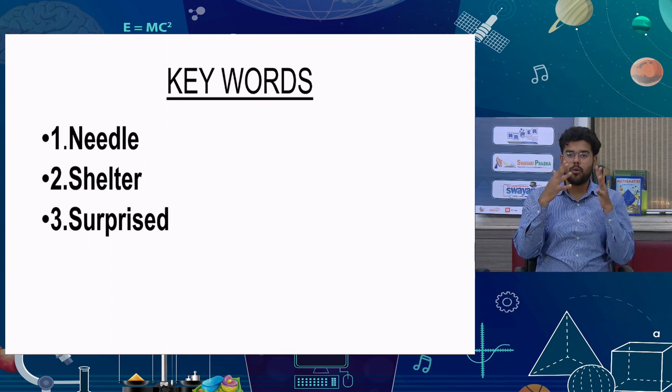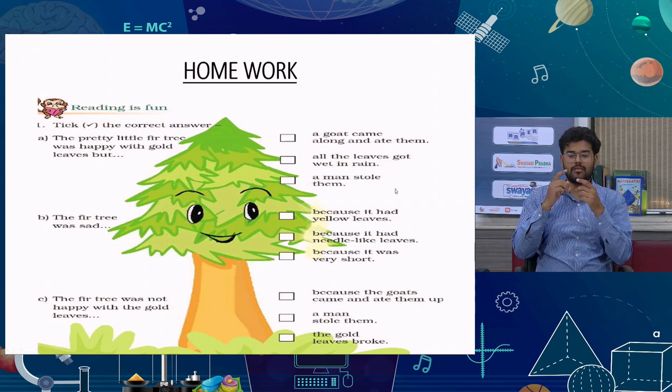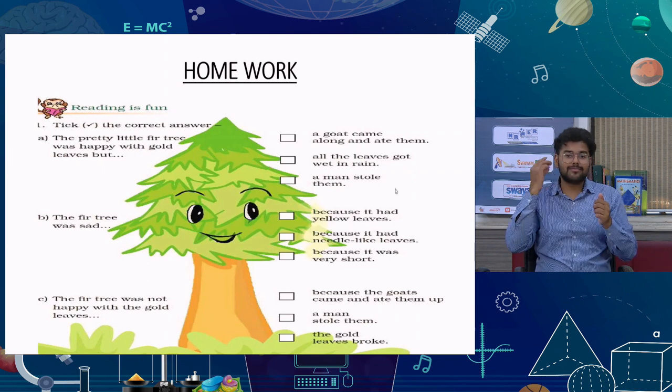Yes, please. Okay. So we have some homework for you. Now, this is, of course, from your book. Here we have the picture given with some questions, and on the other side, there are options given. So you have to take the correct option. That's not very difficult. You can just read, for example, the first one: the pretty little fir tree was happy with gold leaves. But there are three options. So if you understand the story, you'll be able to tick the correct option.